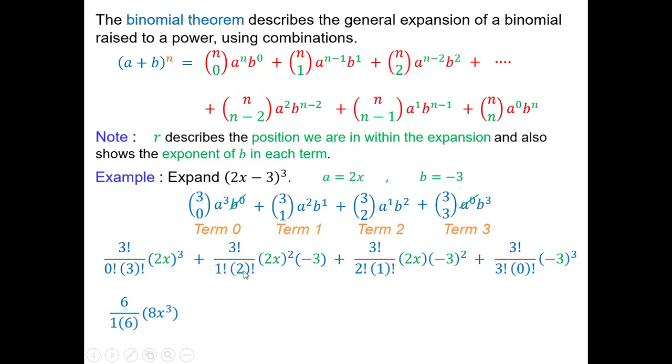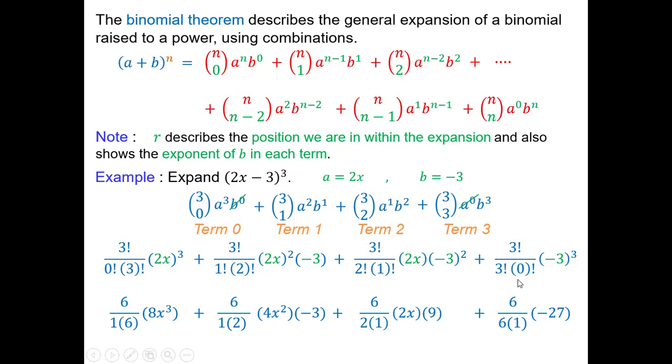And now we move on to the next coefficient. Here we have 3 factorial, which is 3 times 2 times 1, or 6. 1 factorial is 1, and 2 factorial is 2 times 1. Notice that 2x to the power of 2 is 4x squared times -3. And now if we do that same thing for the next one, we should realize that this coefficient will be the same as this coefficient, because the only difference is the order in which we're multiplying in the denominator. And lastly, this last coefficient should be the same as the first coefficient, because the only difference is the order we're multiplying in the denominator.